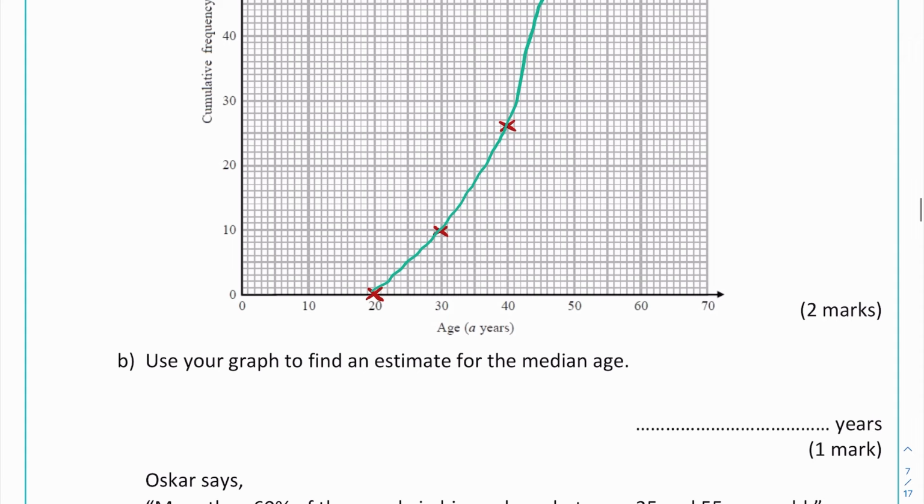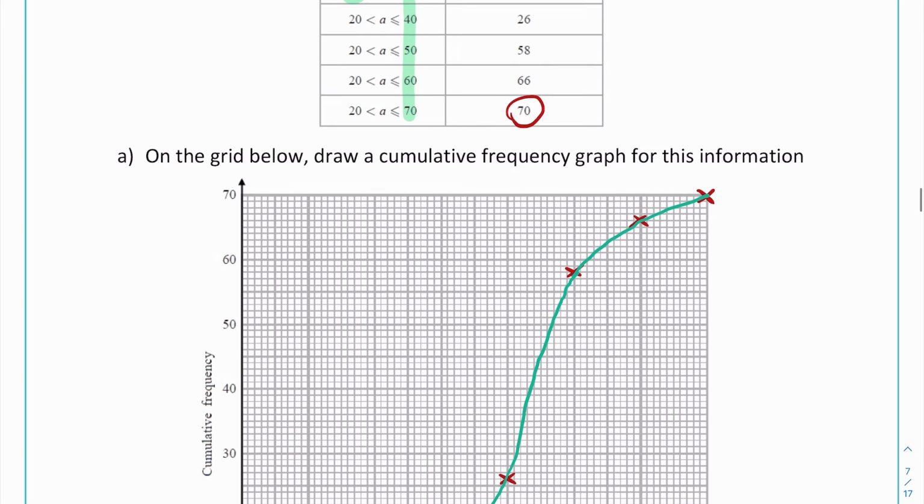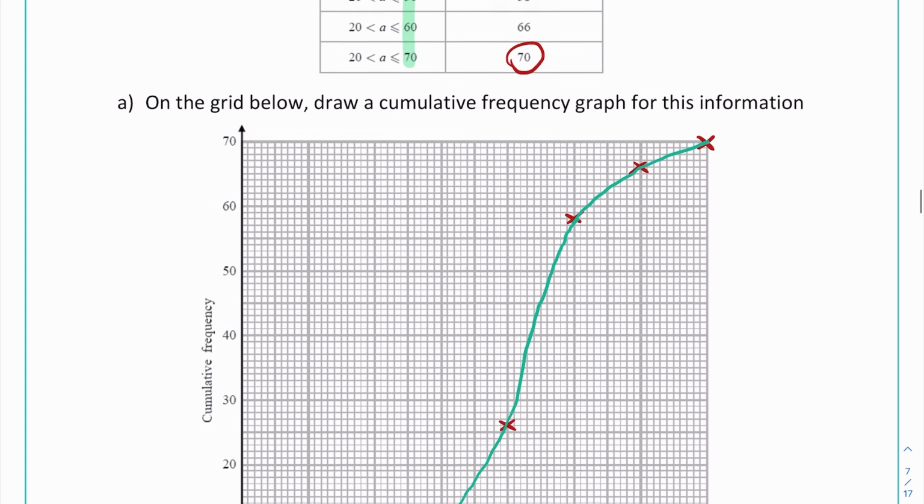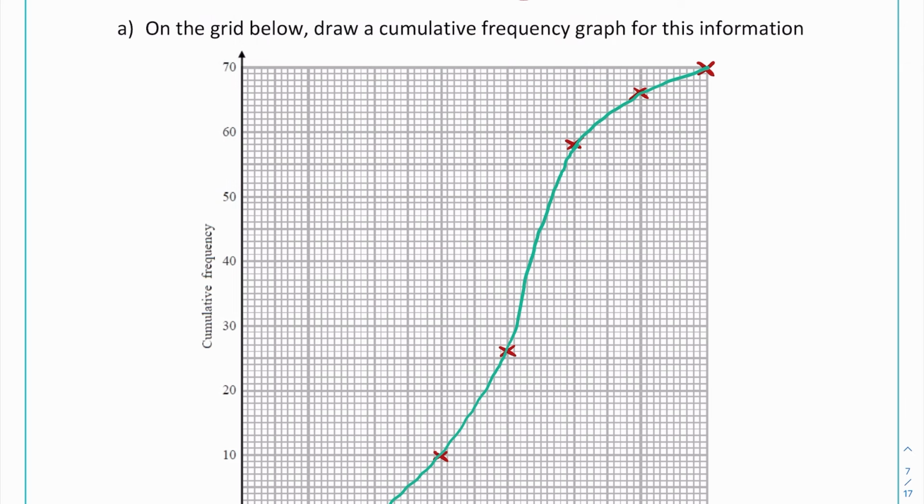Then it says use your graph to find an estimate for the median age. So in our cumulative frequency, there are 70 people. So to find an estimate, we are just going to divide that by 2 and go along from the 35th person. So along the cumulative frequency, which is on the left hand side, 35 is obviously in between 30 and 40. That's 1, 2, 3, 4, there's 35.